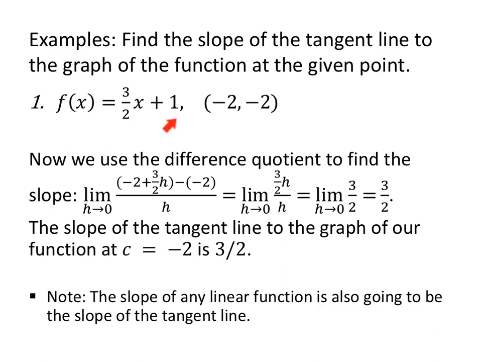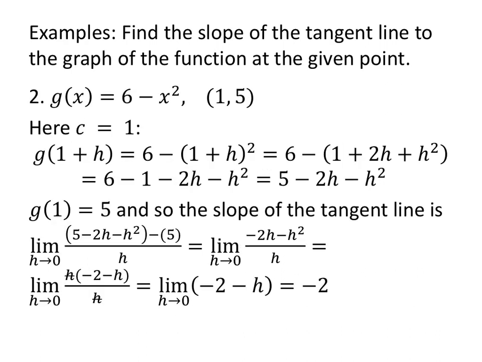Now here's the other part of the example I just did. This is a linear function. We know the slope of any tangent line to a line is the line itself. The slope of a linear function, 3 halves, will be the slope of the tangent line because the line is its own tangent line. So the slope of any linear function is also going to be the slope of the tangent line. So let's do a non-basic example.